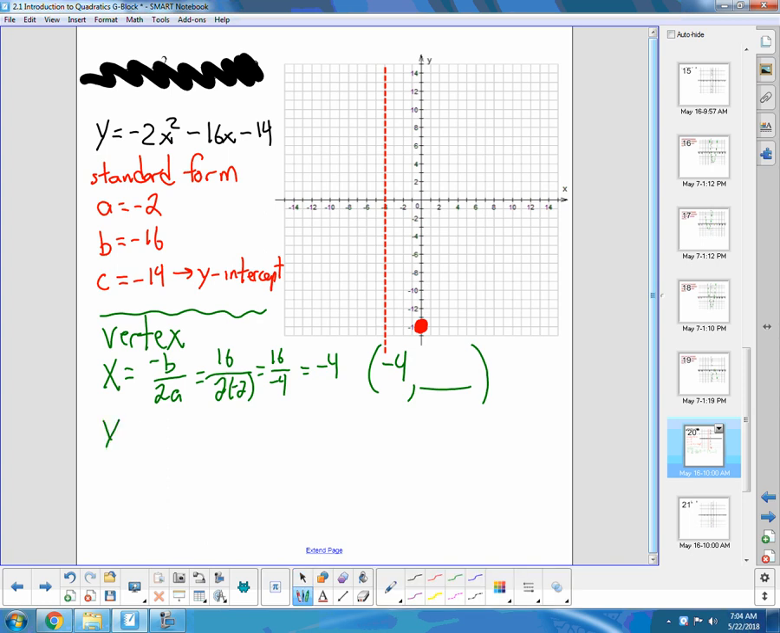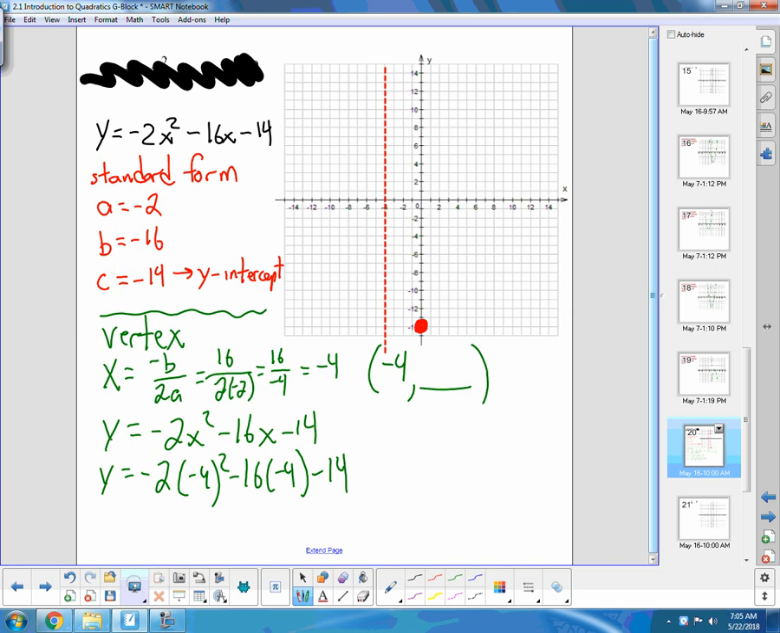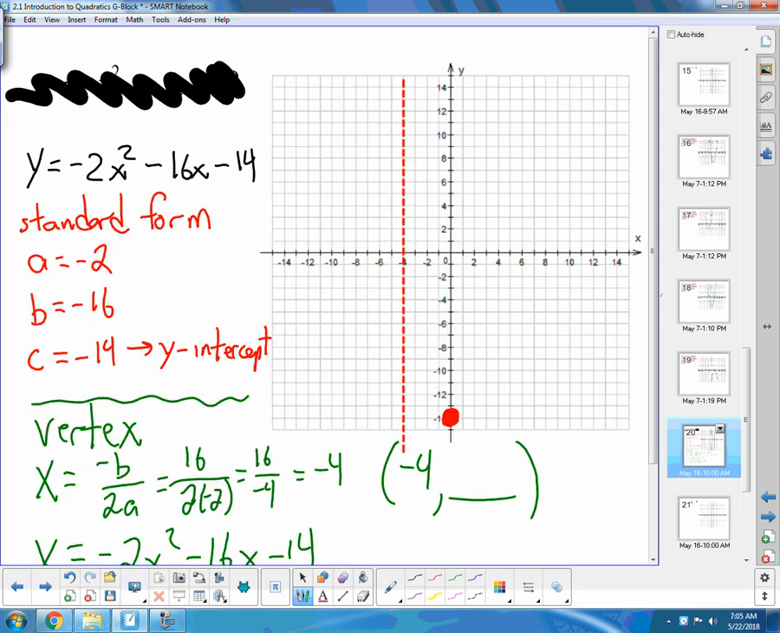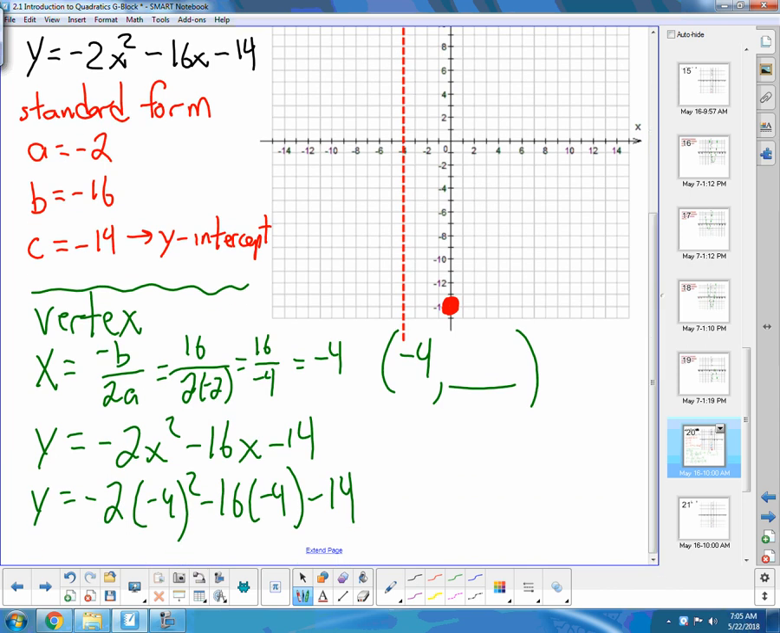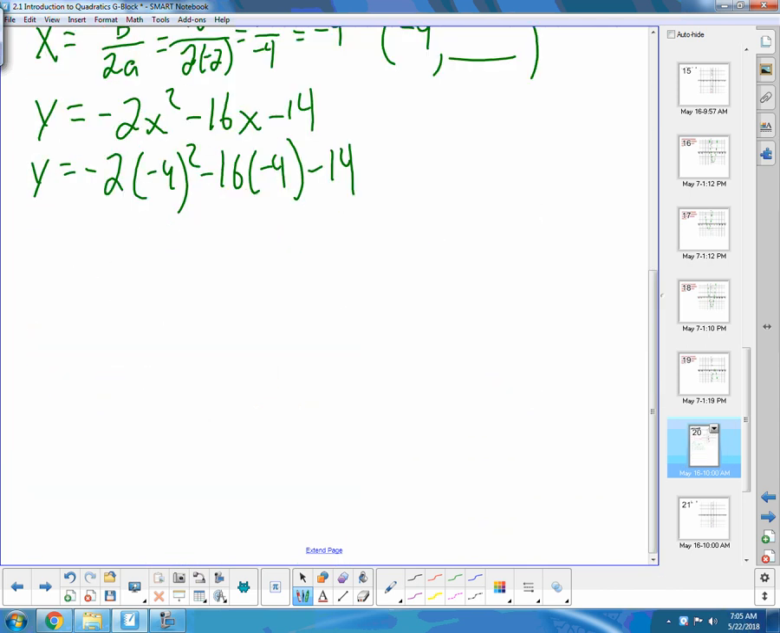So what we'll do is we'll take our equation, minus 14, and we'll make a substitution. y equals negative 2 times negative 4 squared minus 16 times negative 4 minus 14. I'm going to change the view here. Pause if you need to catch up on the writing. Make sure you have this written down. So at this point, it becomes a whole bunch of arithmetic, and I'll kind of walk us through it.